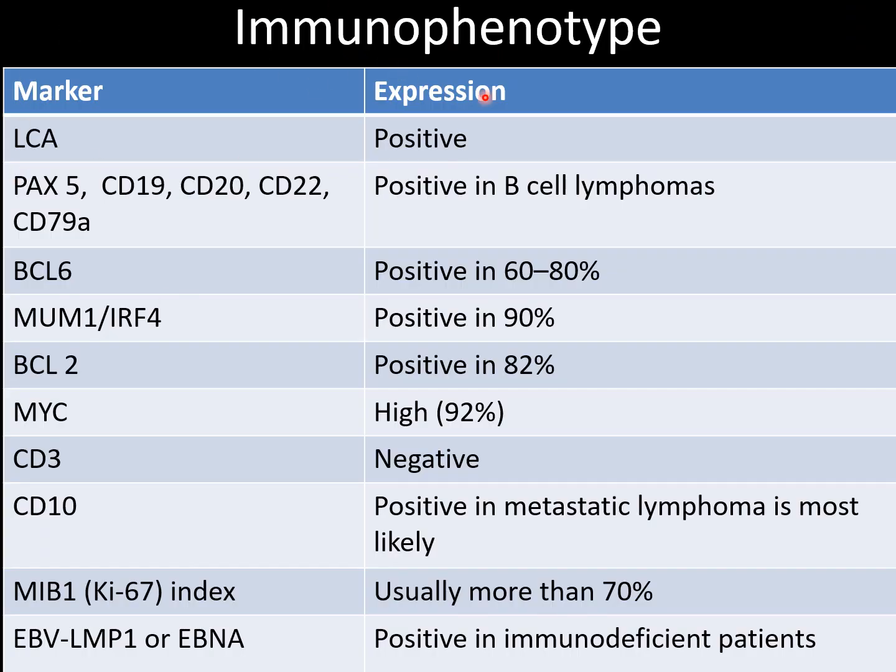So coming to immunophenotype, these are LCA positive tumors. The B cell markers PAX5, CD19, CD20, CD22, and CD79a can be done. These are BCL6 positive in almost 60 to 80%, MUM1 positive in 90%, BCL2 in approximately 82% of cases, and MYC is high in 92%.